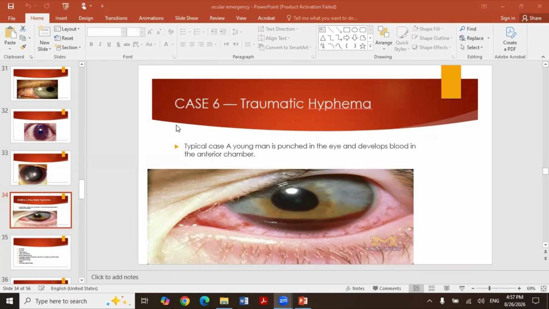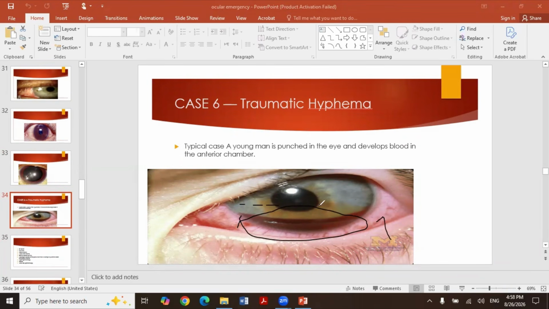So here, the anterior chamber, it's blood in the anterior chamber. And here, if you call me and tell me the grade of the hyphema, it's an amazing thing. If the hyphema is only 1/3 of the anterior chamber, we call it grade 1.